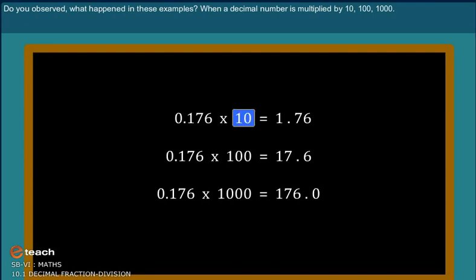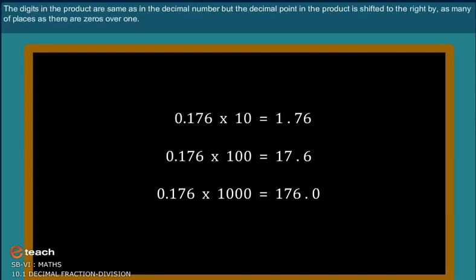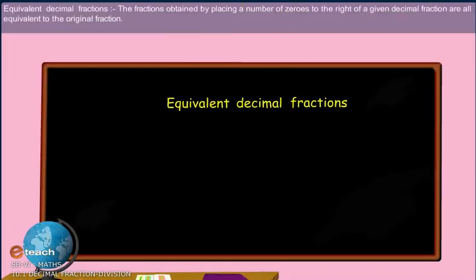When a decimal number is multiplied by 10, 100, 1000, the digits in the product are the same as in the decimal number, but the decimal point in the product is shifted to the right by as many places as there are zeros after 1. Equivalent decimal fractions. The fractions obtained by placing any number of zeros to the right of a given decimal fraction are all equivalent to the original fraction.